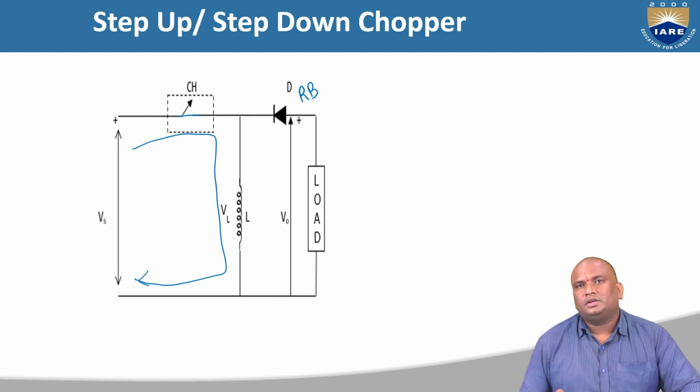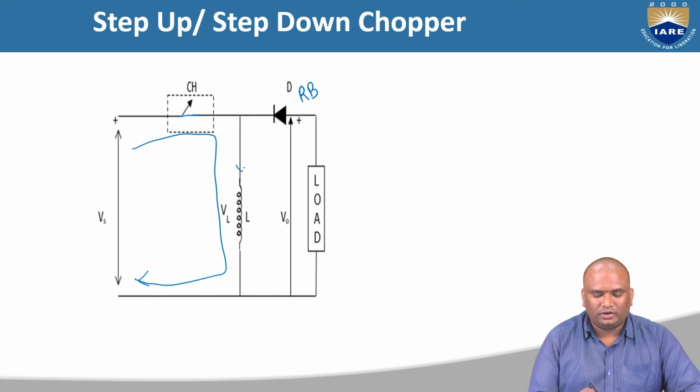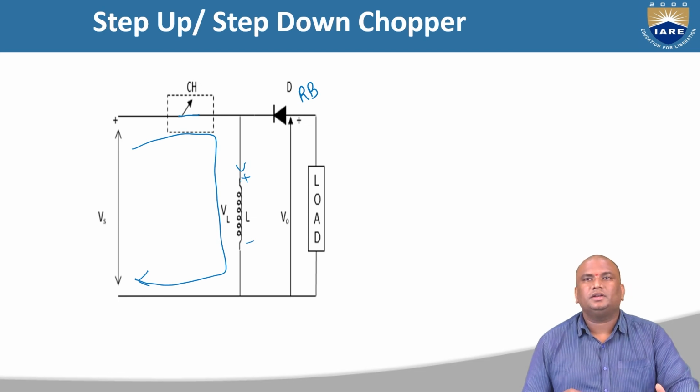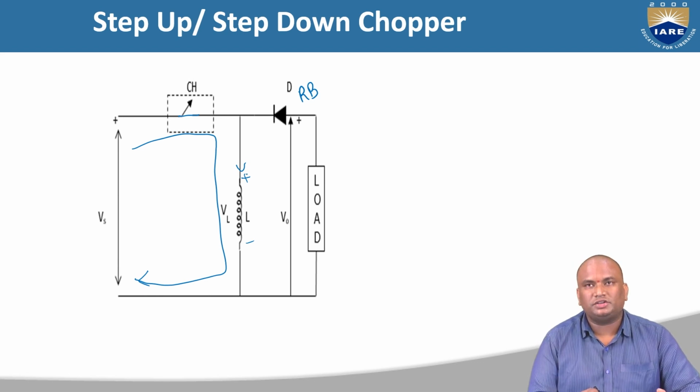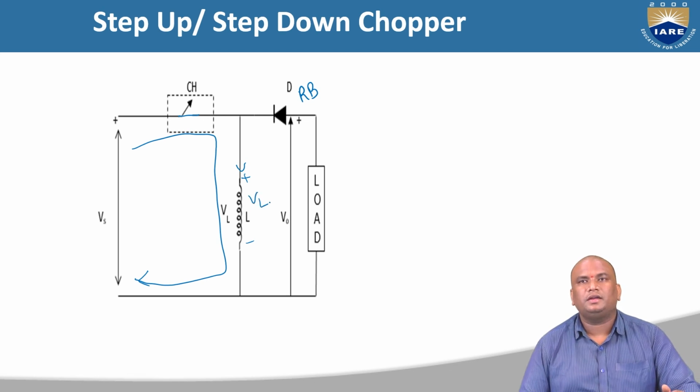Here, when the chopper is on, the inductor is in charging mode with this particular direction. The inductor is going to charge in this particular direction. This is the VL sign convention. This is during the chopper on condition.